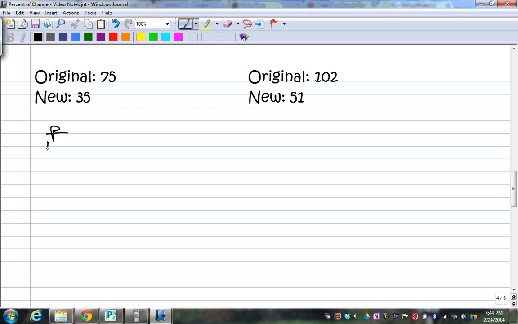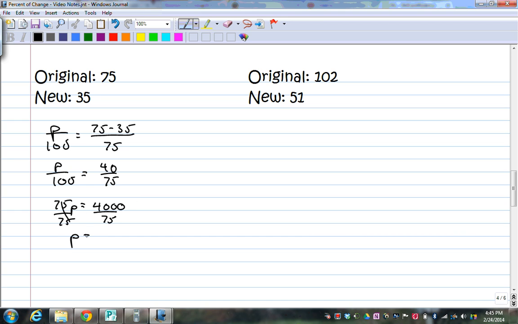Okay, P over 100 would be equal to 75 minus 35 over the original, which is 75. This would be P over 100 is equal to 40 over 75. Our equation then would be 75P is equal to 4,000. Divide both sides by 75. And P is equal to, what happens here?